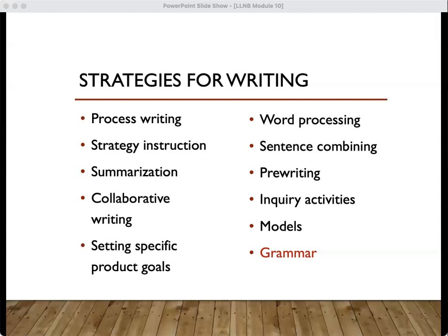Summarization. Teaching learners to write a summary of what they have read improves writing as well as reading comprehension. Summarization specifically helps with learners' ability to organize their writing and provide explanation and detail.